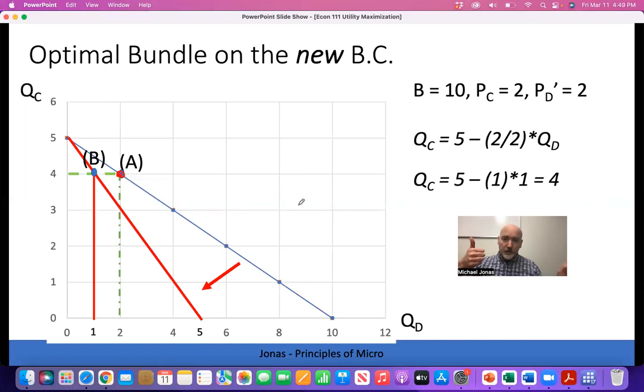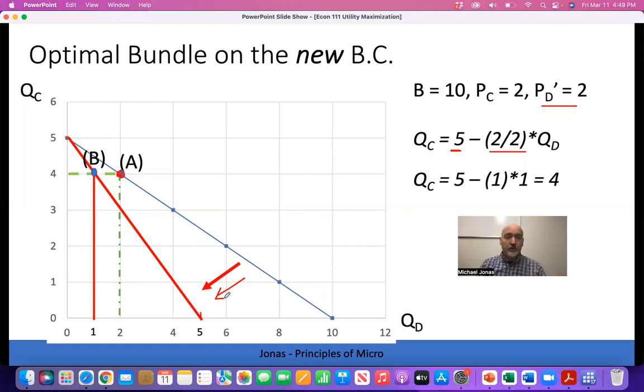Now, when the price of donuts goes up to PD prime of $2 per unit, the y-intercept doesn't change, but the line becomes twice as steep, right? And now, obviously, if we spend all $10 on donuts that cost $2 each, our intercept is going to be cut back here to 5. So this red budget constraint, that's the new reality for the consumer after that price goes up.